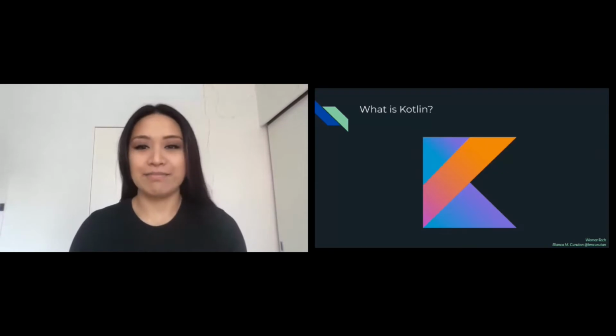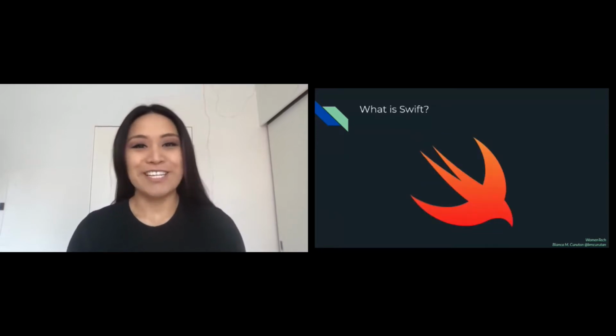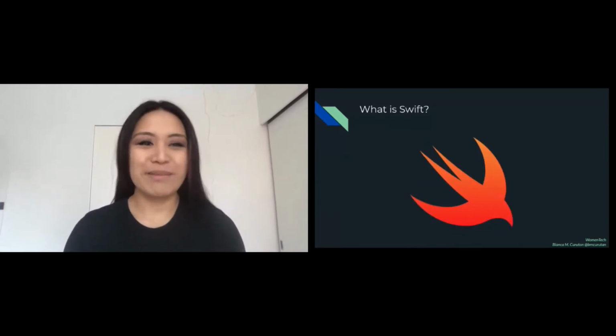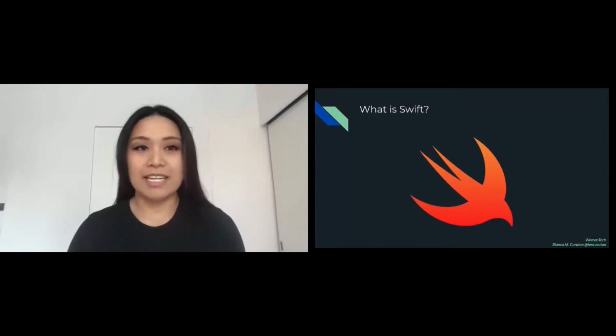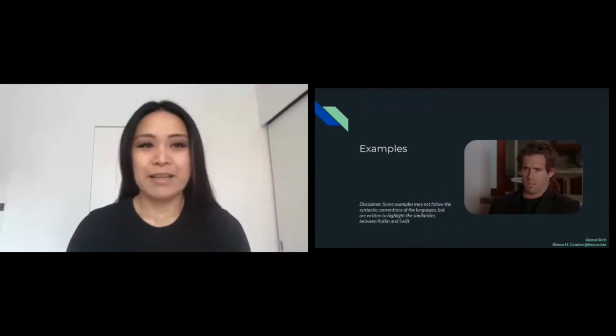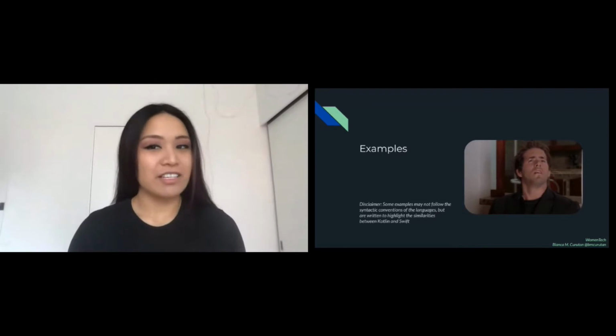Firstly, what is Kotlin? Kotlin is an open source programming language developed by JetBrains. It runs on the Java virtual machine and is 100% interoperable with Java. What is Swift? It's an open source programming language developed by Apple. It uses the Objective-C runtime library and allows C, Objective-C, C++, and Swift code to run within one program. But wait, that actually sounds like they're different. And here I am claiming they're actually very similar. So let's check out some examples.